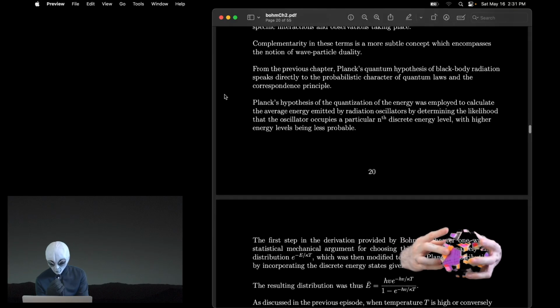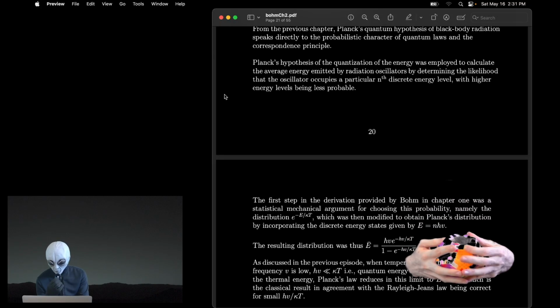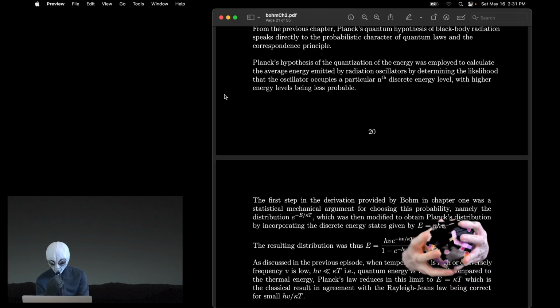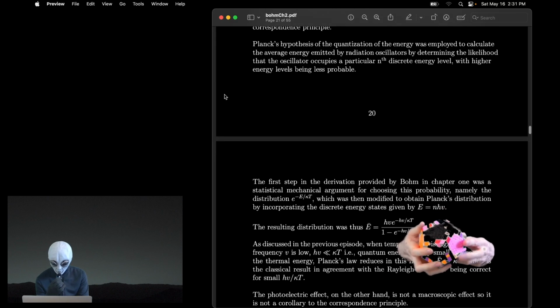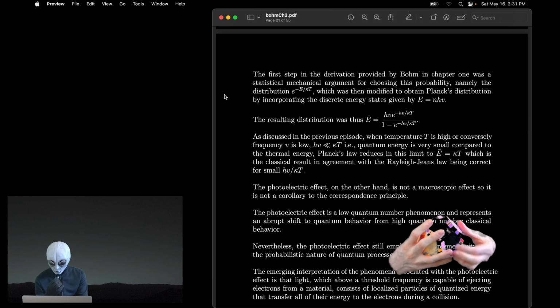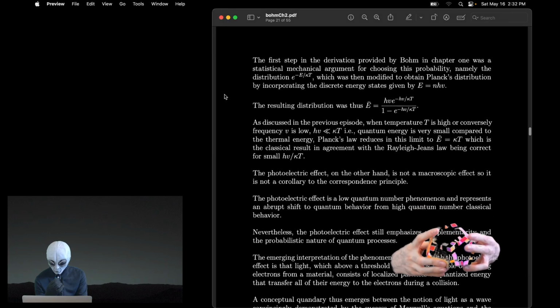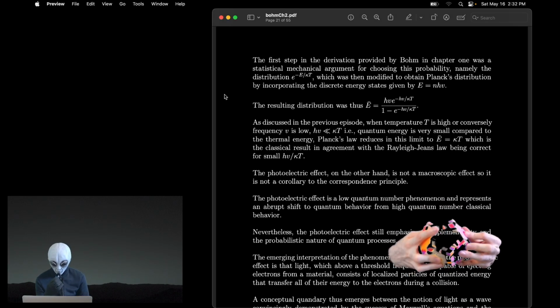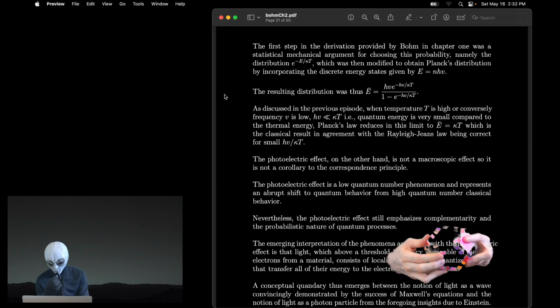From the previous chapter, Planck's quantum hypothesis of black-body radiation speaks directly to the probabilistic character of quantum laws and the correspondence principle. Planck's hypothesis of the quantization of energy was employed to calculate the average energy emitted by radiation oscillators by determining the likelihood that the oscillator occupies a particular discrete energy level, with higher energy levels being less probable. The first step in the derivation provided by Bohm in Chapter 1 was a statistical mechanical argument for choosing this probability, namely the distribution e^(-E/kT), which was then modified to obtain Planck's distribution by incorporating the discrete energy states given by E = nhν.